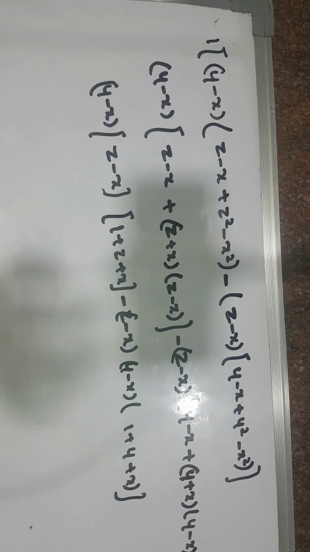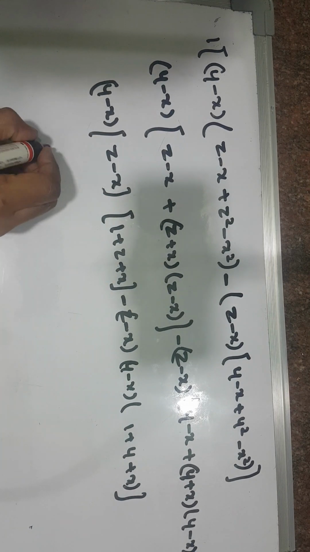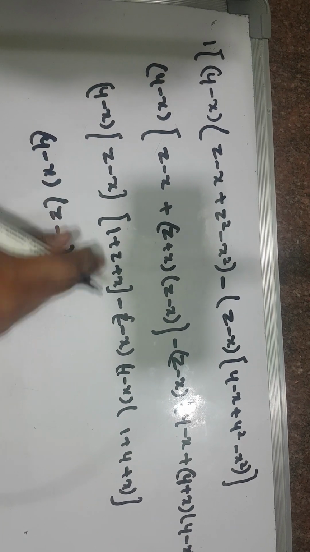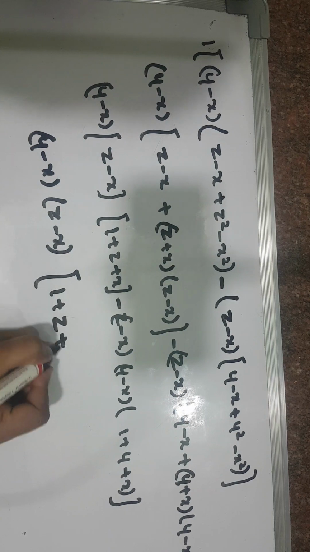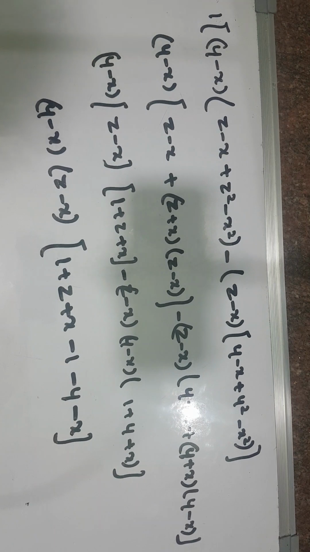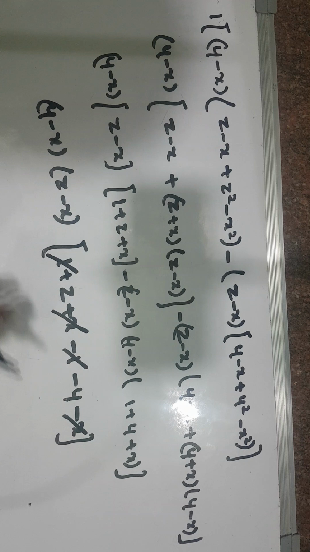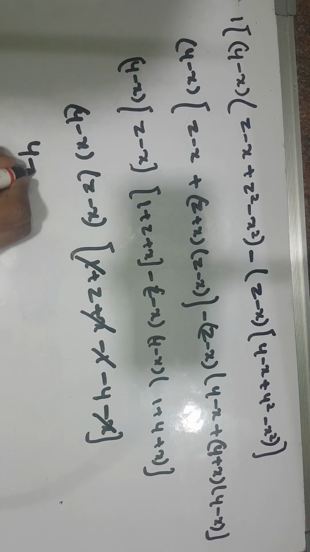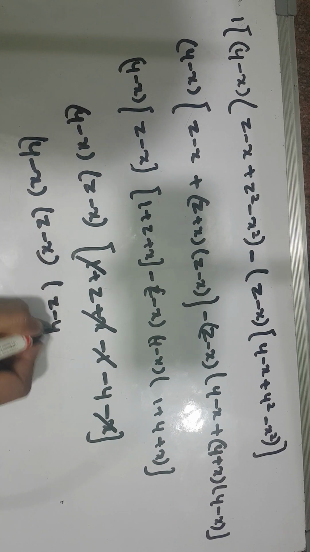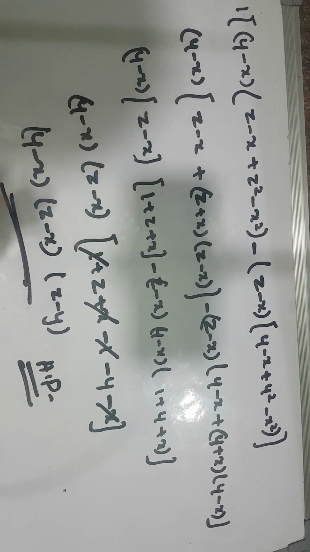Now taking y minus x and z minus x common, these values become 1 plus z plus x minus 1 minus y minus x. Plus 1 minus 1 gets cancelled, plus x minus x gets cancelled. What remains is y minus x into z minus x into z minus y, which is the required answer, hence proved.